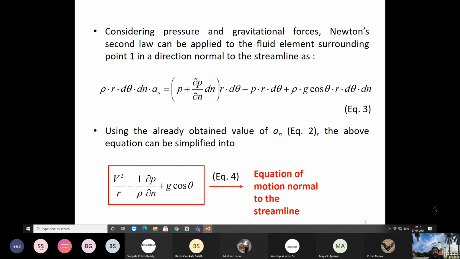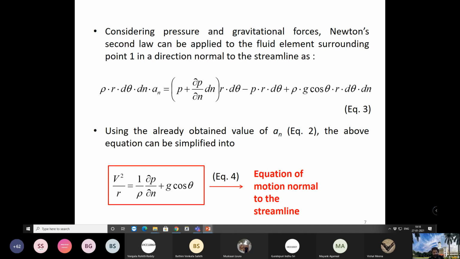And this is called the equation of motion normal to the streamline. We applied Newton's second law in the normal direction, normal to the streamline. Now see, we have calculated this using the force equation, F is equal to ma.